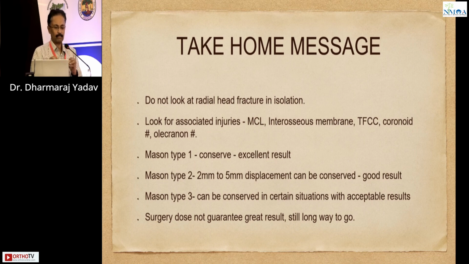But what we are going to stress more is Mason type 3, which can be conserved in certain situations with acceptable results, and those certain situations are low demand patient, osteoporosis, old age, no associated injuries, and patient is ready to accept a little bit of limitation with a late or delayed radial head excision as one of the choices. But surgery, whether it guarantees a great result, I have my doubt, but my worthy opponent is going to shed more light on that. I feel it is still a long way to go to decide whether conservative or operative in comminuted radial head fracture. Thank you.